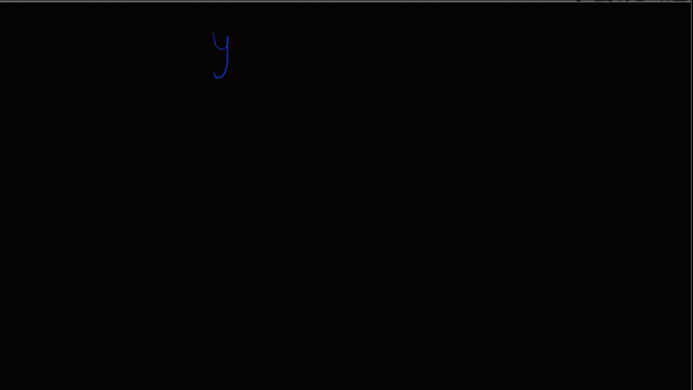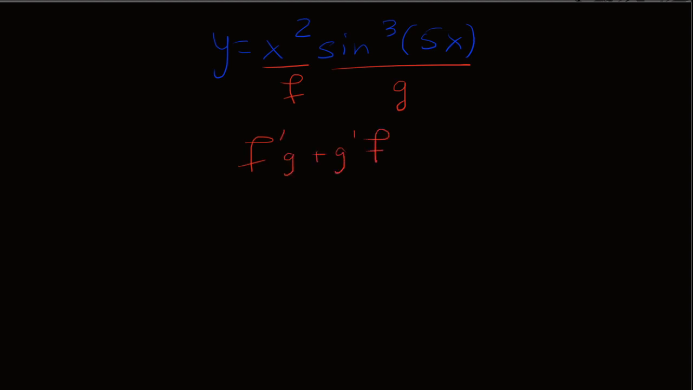Next, we'll be doing y equals x squared times sine cubed of 5x. X squared will be f. Sine cubed 5x will be g. So f prime g plus g prime f. The derivative of x squared is just 2x times g plus the derivative of g. Okay, this one is definitely a more challenging chain rule problem because we have to apply the chain rule more than once.